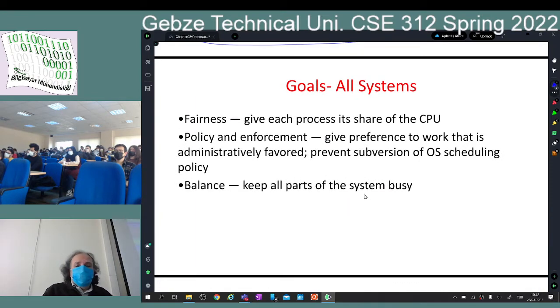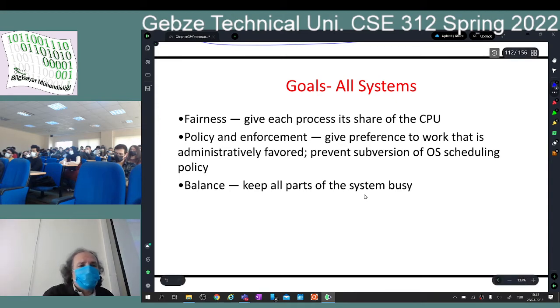It doesn't matter what kind of operating system you are dealing with, these three things will be important. Fairness. You need to be fair between the processes. Give each process its share of the CPU. Because you have some kind of a policy doesn't mean that one of the processes is starving while the others are having the CPU. So you need to be fair, of course, depending on your system policy. If your policy says that you are going to favor these kinds of processes, then that's another topic.